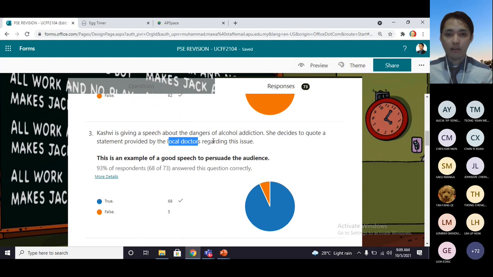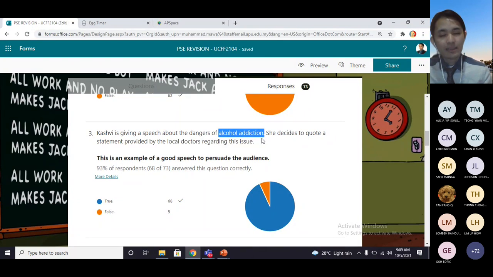Because if you're talking about alcohol addiction and you take statements provided by local doctors, they are definitely experts. They know how alcohol affects your body. Obviously everyone knows about this, but they've learned in further detail how it affects our body scientifically. So if you quote whatever doctors are saying, it is going to be credible.